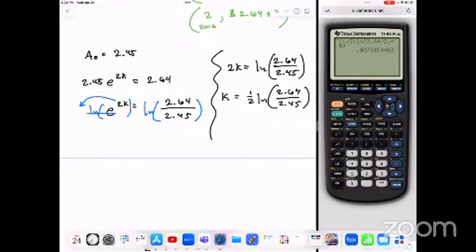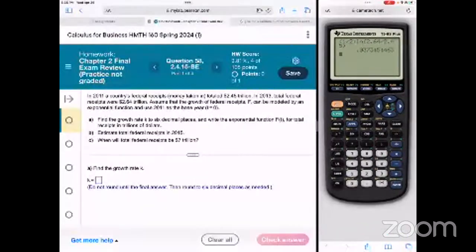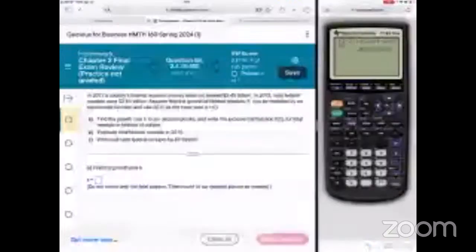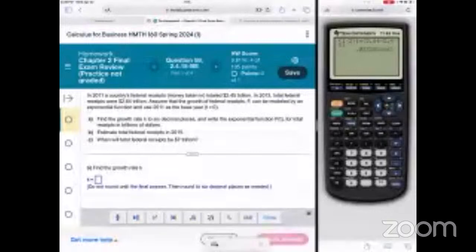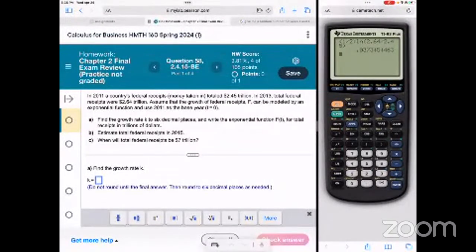All right, moment of truth. All right, let's see. 0.037345. After the 5 is a 4, 2, 4, 6. Cross our fingers. Woohoo! Right. So we had the right formula and we did it. We applied it the proper way.